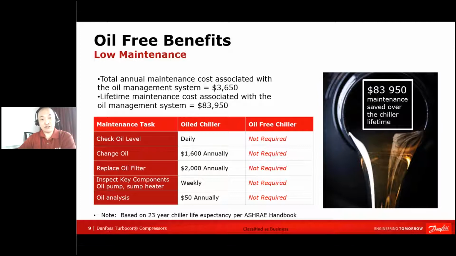So if you take into consideration the amount of time and the amount of labor that's required to do that, it can be significant, especially if you consider a typical 23-year lifespan of a chiller. So in our analysis, what we have found is that these labor tasks can reach as high as almost $84,000 over the life of the chiller. All these tasks that you see on this chart are not required if you have an oil-free chiller design. So this would be a good metric to consider when you look at oil-free compressors. Not only are the performance benefits better with oil-free, but also the lifetime maintenance costs are significant with oil-free compressor technology.